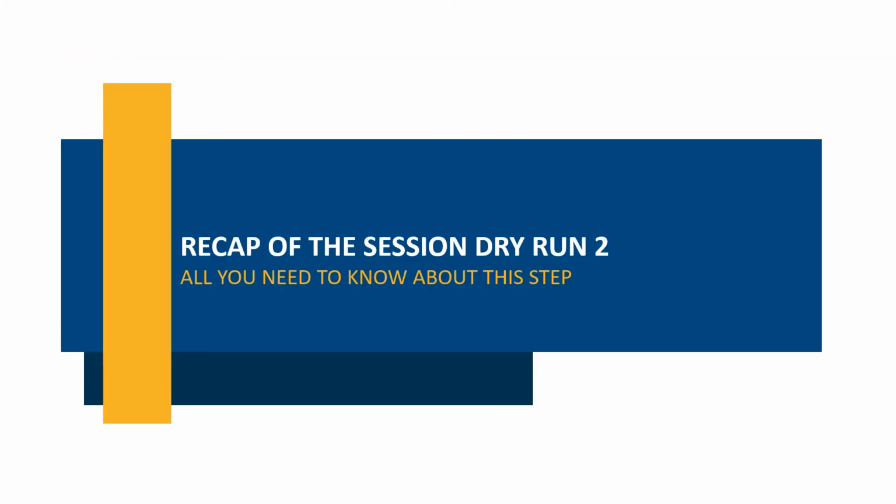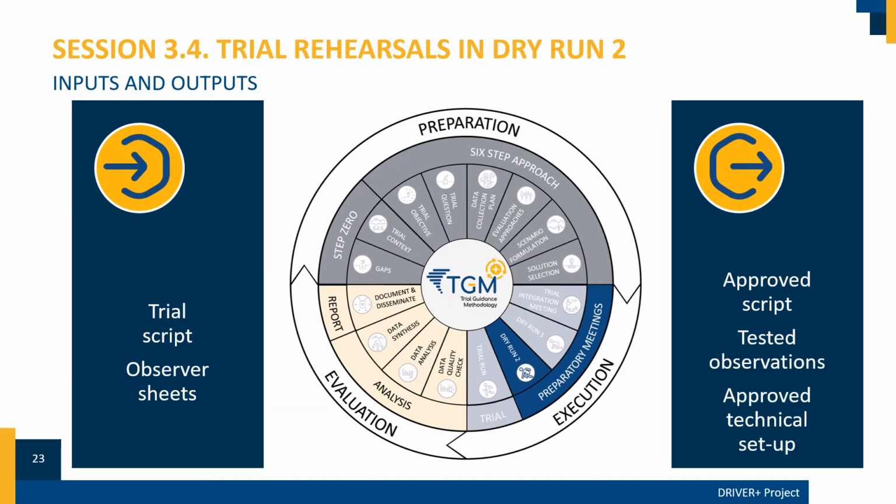Let's do a quick recap of the step that is called Dry Run 2. The input in this rehearsal is the final trial script and the observer sheets, so the data collection plan worked out to a very operational level. The output of Dry Run 2 is a fully tested and approved script. All observations and data collection techniques are tested, and the technical setup is tested and approved for a second time.